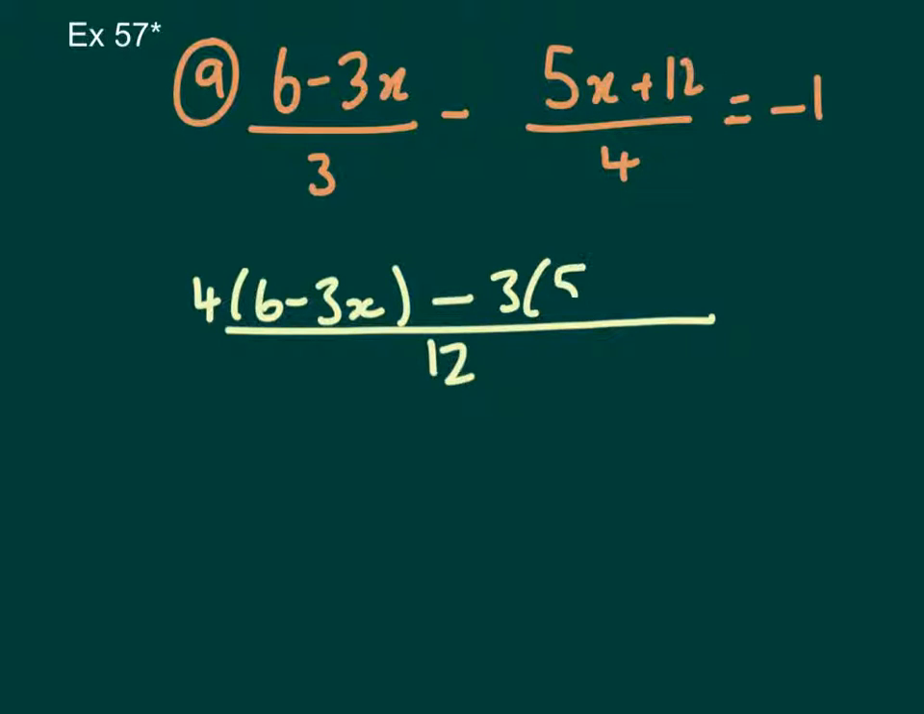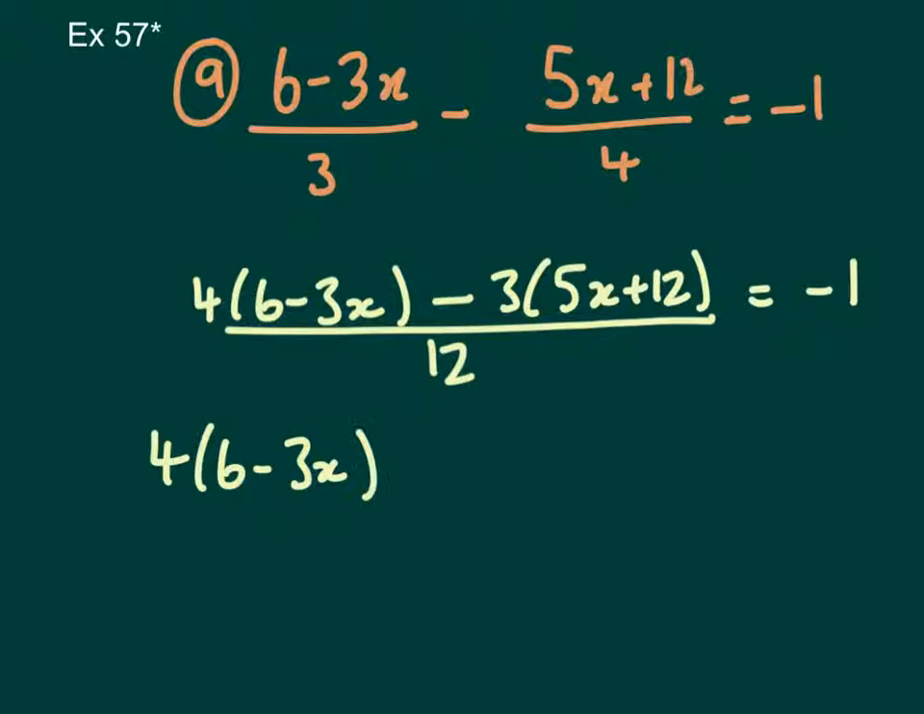The key here is just to make sure you use brackets properly. Okay, you'll see why now. So now I've got one fraction on the left hand side. It's the same as it was in exercise 57 now. I cross multiply that 12. So I'm left with 4 brackets 6 minus 3x, take away 3 brackets 5x plus 12 equals negative 12.